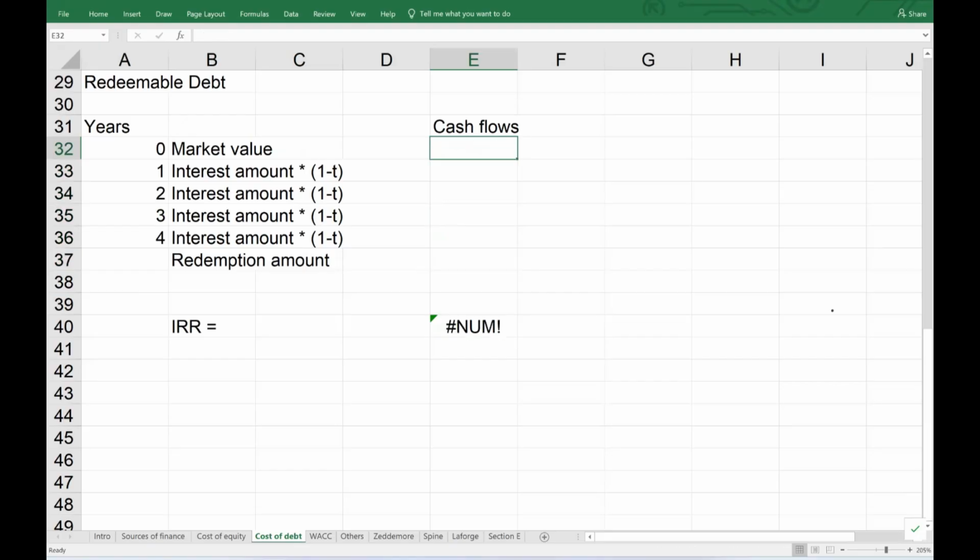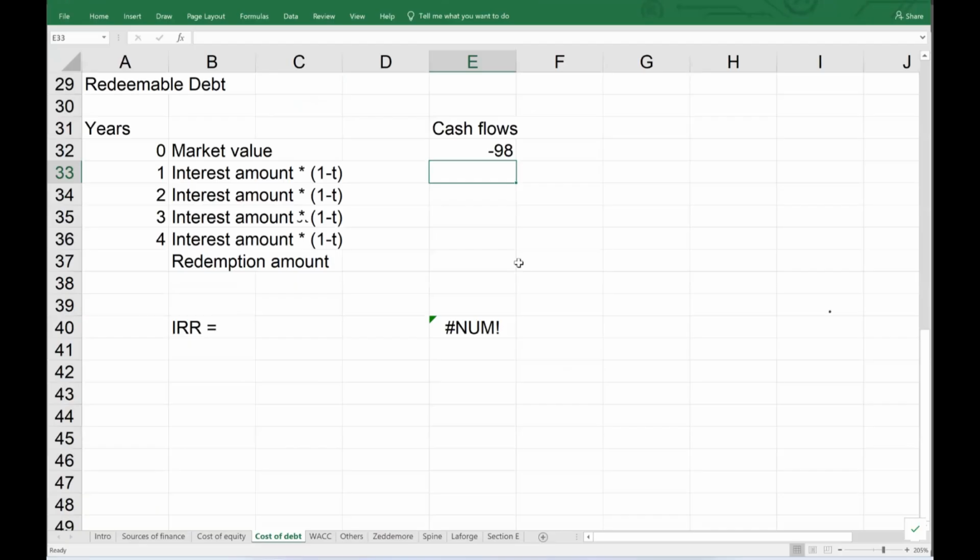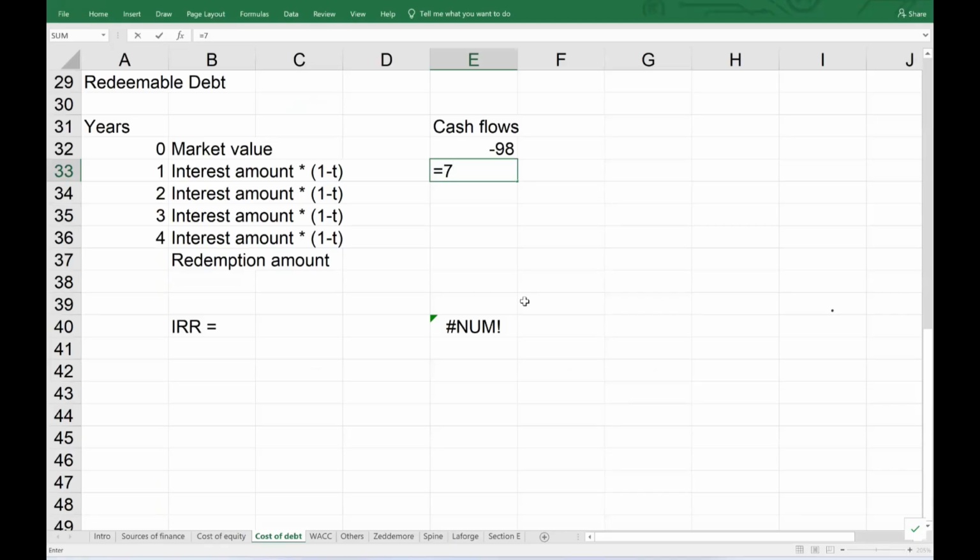98 as an outflow. What is the interest amount? Coupon rate is 7%. Par value is 100. So 7% into 100, 7. But do after tax, 1 minus T. Tax rate is 33%. So $7 into 1 minus 0.33. 4.69 is the interest, the effective interest amount that you have to pay.